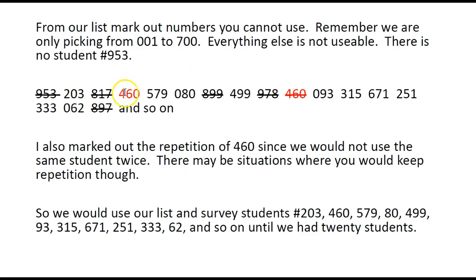Sometimes you will have numbers repeat. You may cross out the repetition or keep it, depending on the context. Since I would not survey student number 460 twice, I am marking out the repetition here. Eventually you get your 20 students. Keep in mind that if you mark some out, you will have to create more than 20 3-digit numbers to get 20 students.